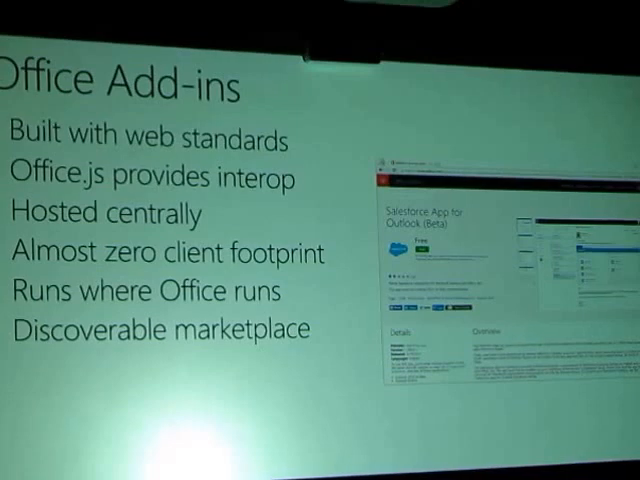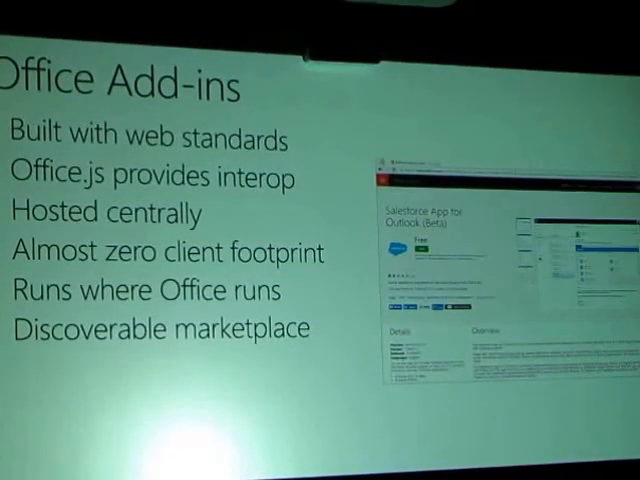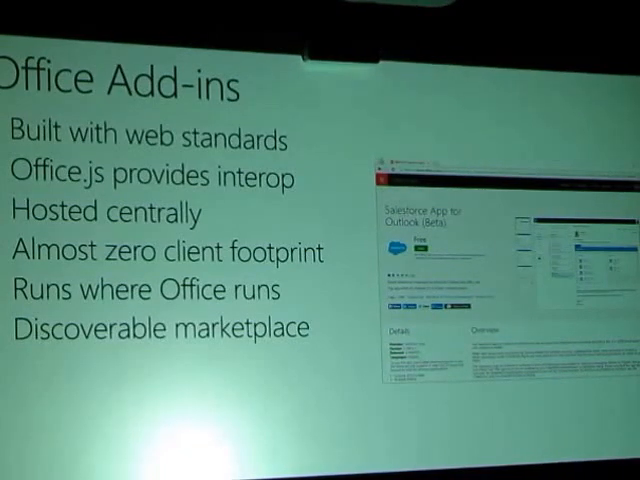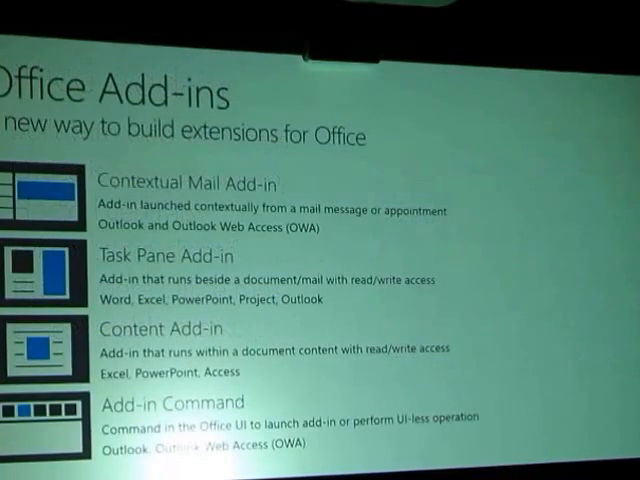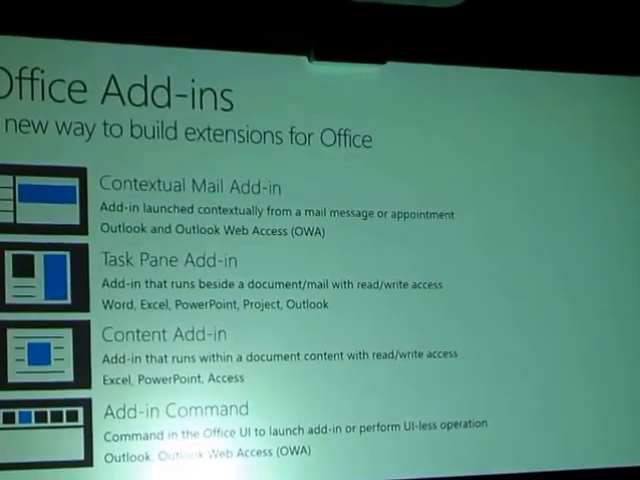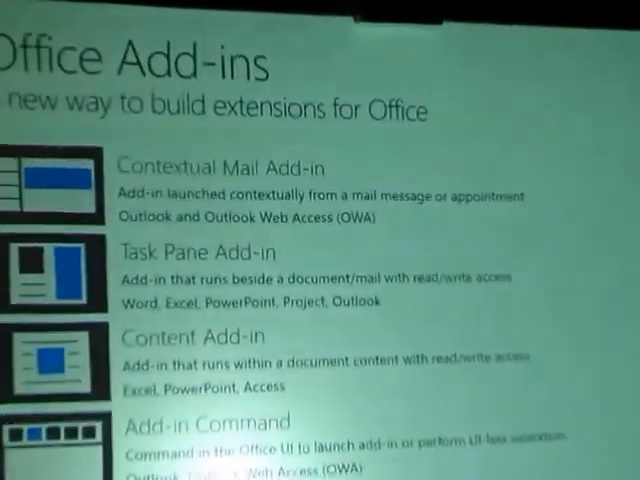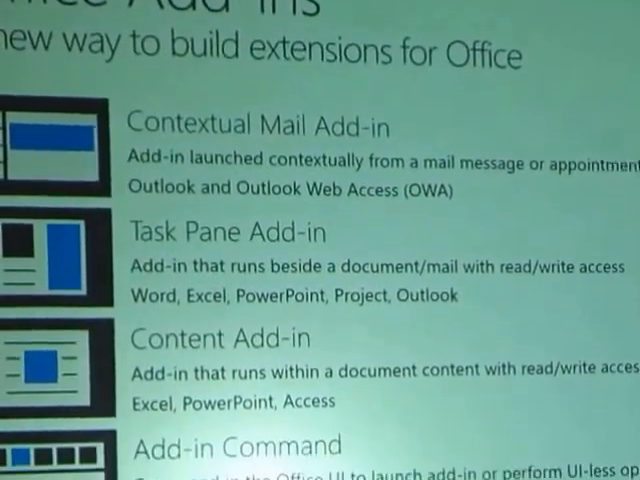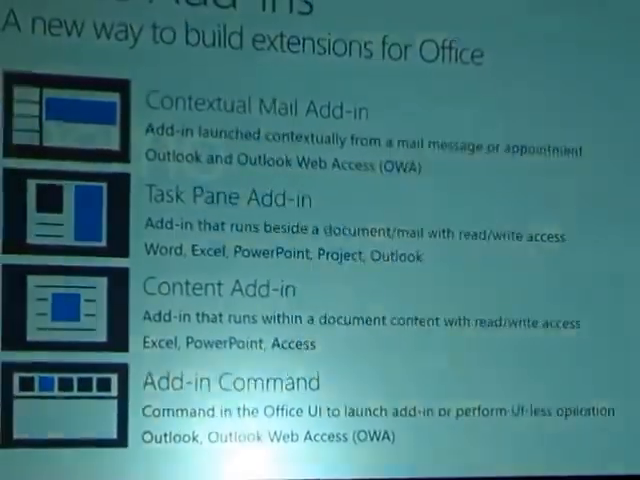So you build these Office add-ins. They're up in the marketplace. They're discoverable, and anybody in the world, those 1.2 billion users, can use them, and you can have advertising. The typical app model, advertising, you can charge 99 cents for them, that sort of thing. And these add-ins, there's an email add-in, a task pane add-in, a content add-in, and then add-in commands.